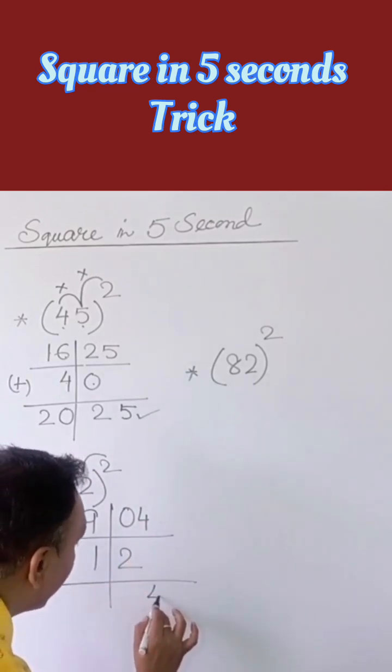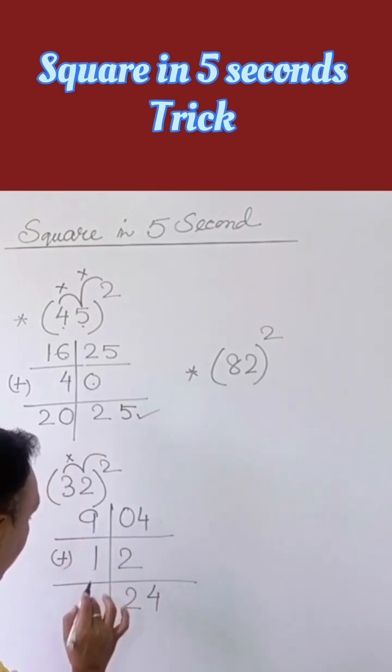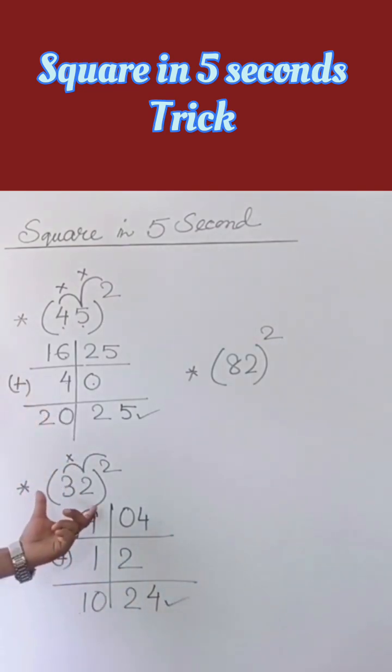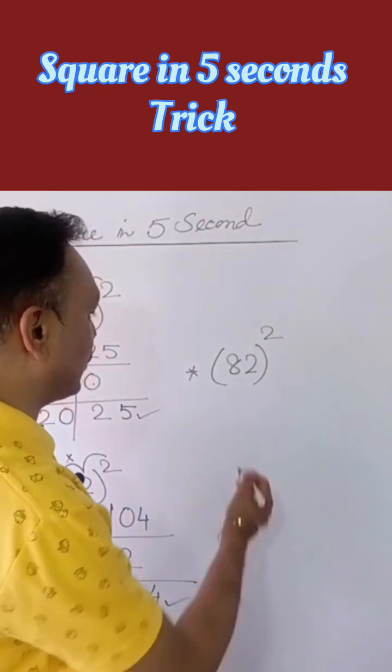So 4 here, 0 plus 2, that will give me 2. 9 plus 1, exactly 10. 1024 is the square of 32.